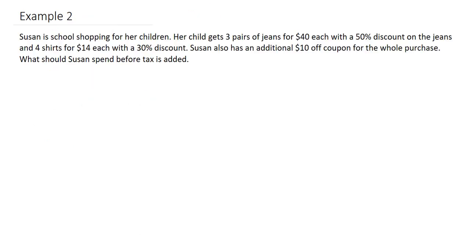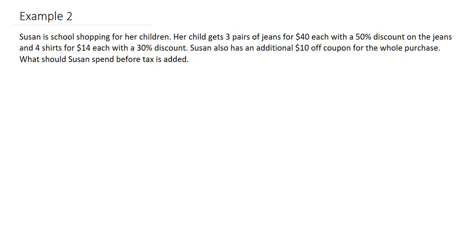Example 2. Susan is school shopping for her children. Her child gets 3 pairs of jeans for $40 each with a 50% discount on the jeans. And then there's 4 shirts for $14 each with a 30% discount. Susan also has an additional $10 off coupon for the whole purchase. What should Susan spend before taxes are added?